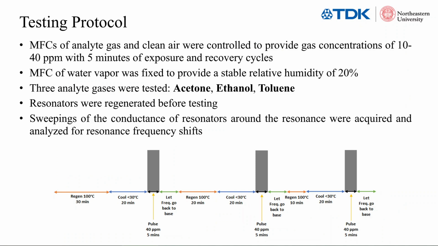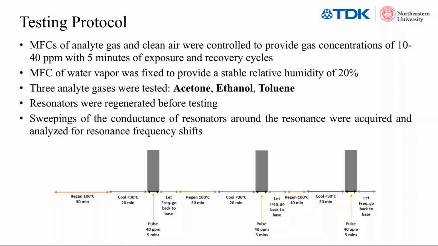Acetone, ethanol, and toluene were tested as the gases. The gases were mixed with synthetic air and humid air to reach a 20% relative humidity and targeted gas concentration inside the chamber. Before each testing, the resonator was regenerated. During testing, different concentrations of aniline gases were exposed to the resonators.